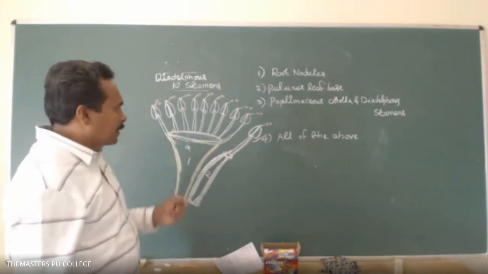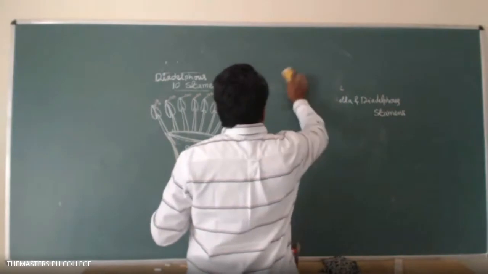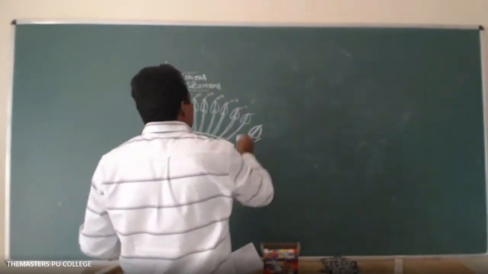In the anther, how many lobes are present? 2 lobes. Right. Dithecous anther.